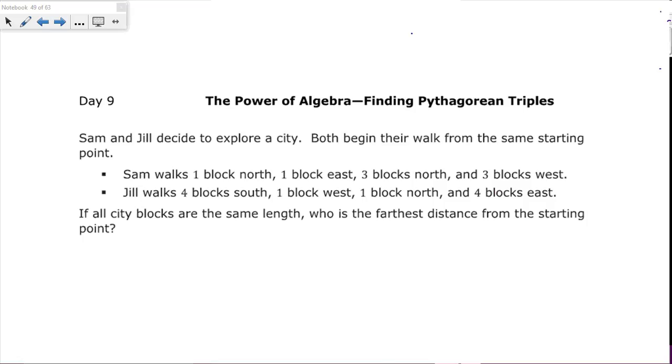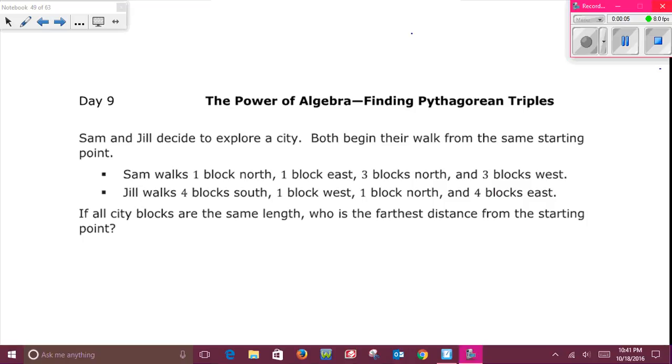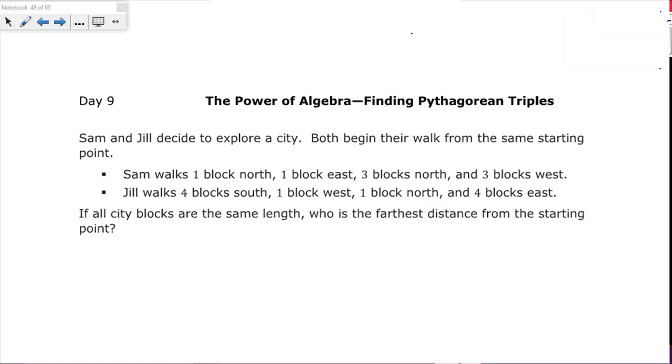Hi, and welcome to day 9, and this is the power of algebra and finding Pythagorean triples. So Sam and Jill decide to explore a city. Both begin their walk from the same starting point.